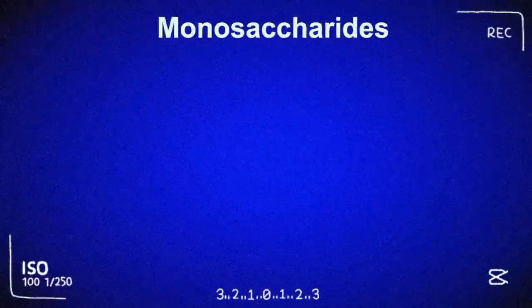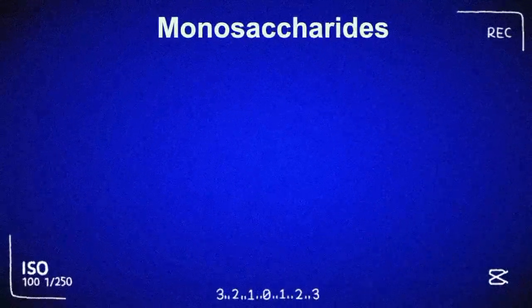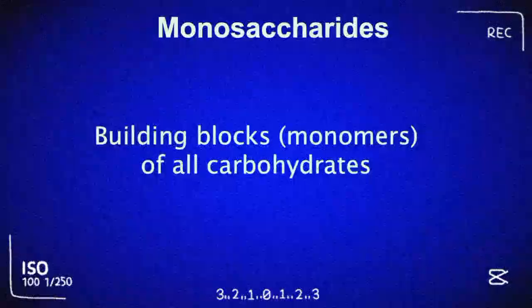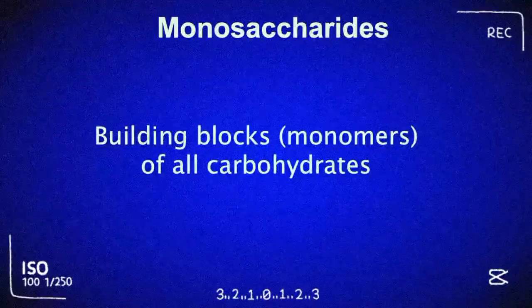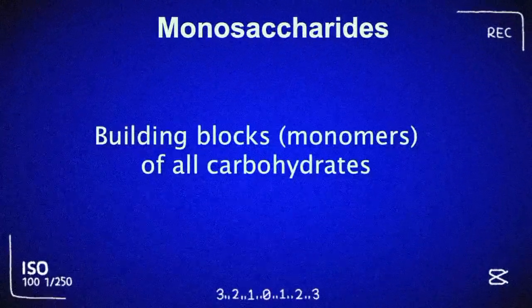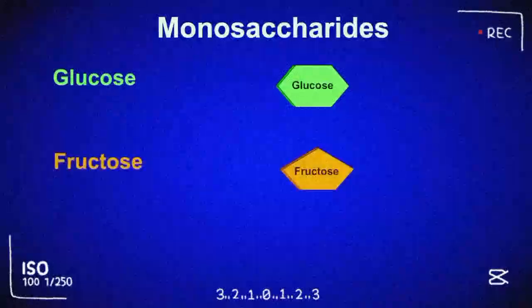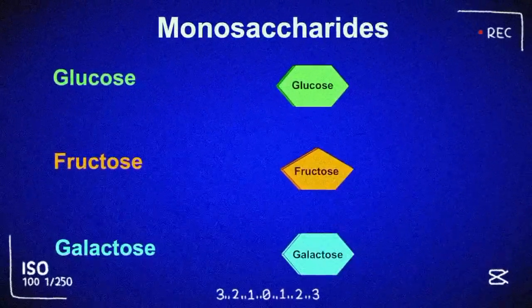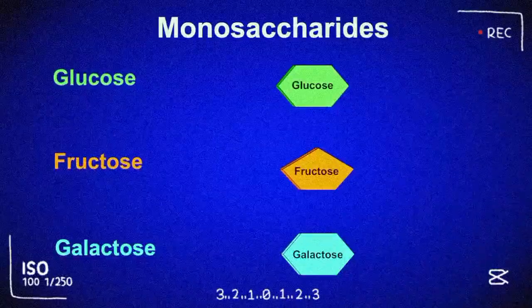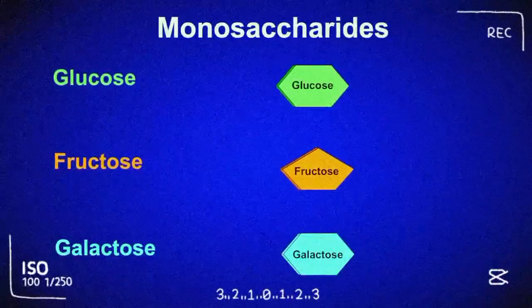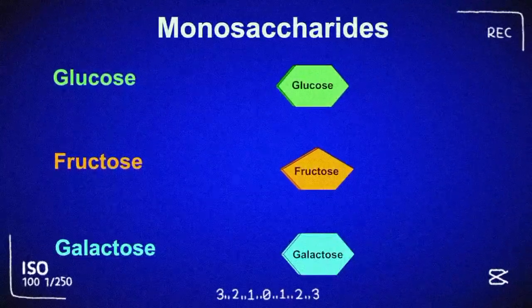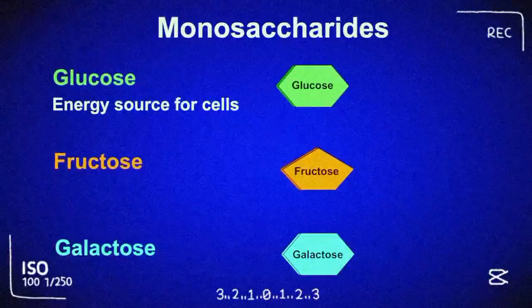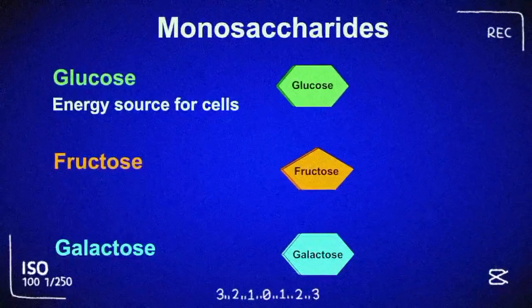Let's talk about monosaccharides first. Monosaccharides are the building blocks, or monomers, of all carbohydrates. Common monosaccharides include glucose, fructose, and galactose. Glucose is by far the most abundant monosaccharide. It's water-soluble, easily transported through an organism, and is the energy source for cellular respiration and the production of ATP.